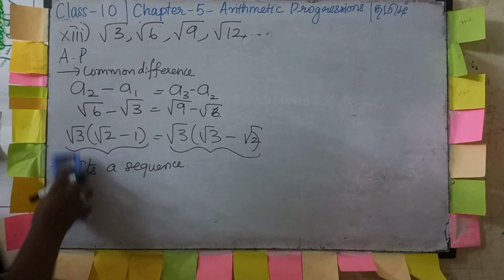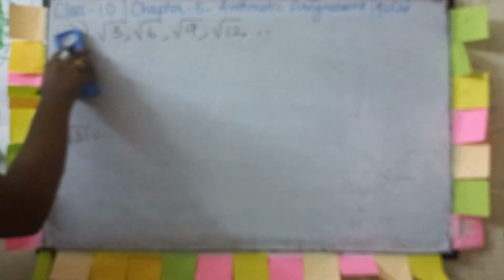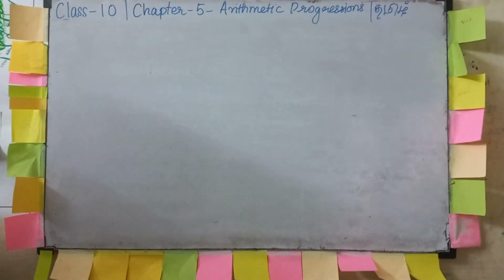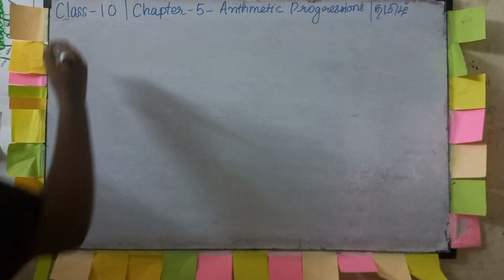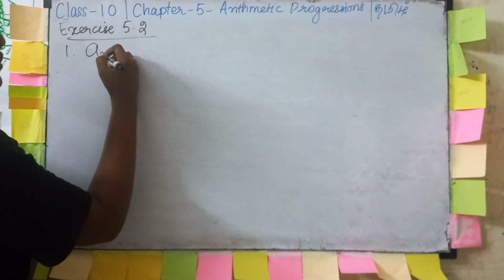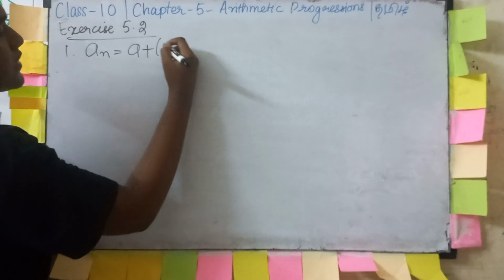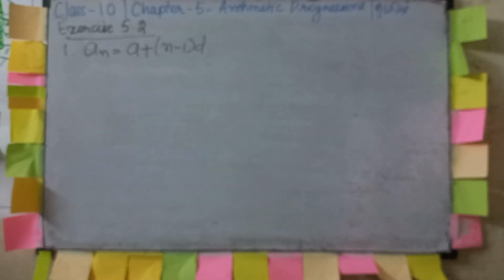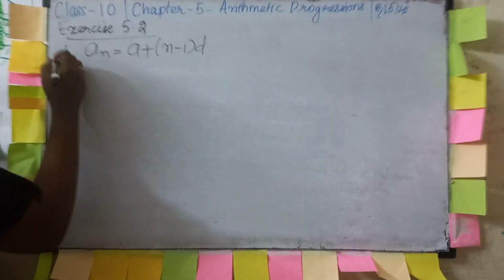So there are some simple sums in exercise 5.1, in which we will be doing one sample sum from each. The exercise 5.2: using three things you are going to do this. An equals a plus n minus 1 into d. That's all. Using this exercise 5.2 you are going to solve. So the first sample is finding A, finding the first term.